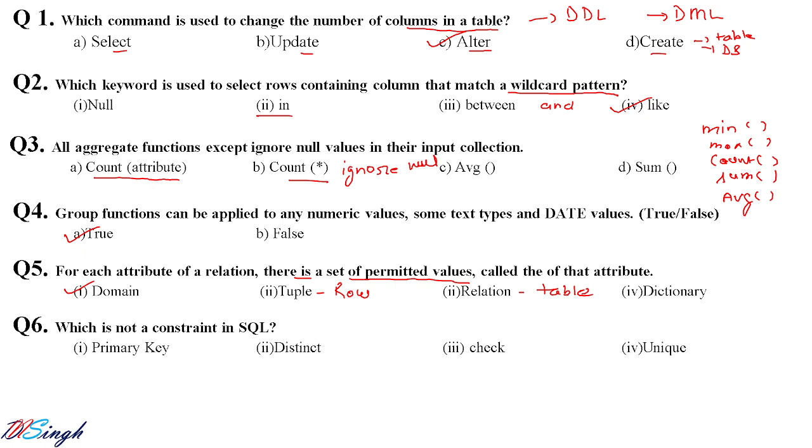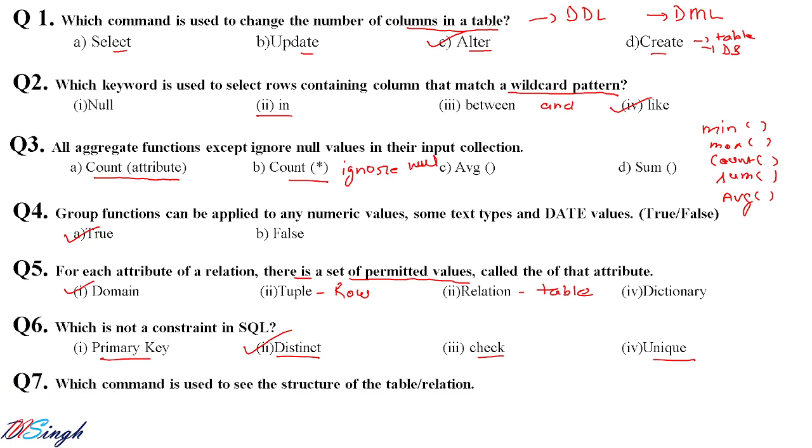Let us see. Primary key is a SQL constraint. Check is also a SQL constraint. Unique is a SQL constraint. But distinct is a keyword which is used to remove the duplicate values from the rows selected in the select clause. So whenever the select command selects some rows, if you want to remove the duplicate values from that, which keyword are you going to use? Distinct. So distinct is not a constraint, it is a keyword. Primary key, check, and unique, all three are constraints. Let us see the seventh one.